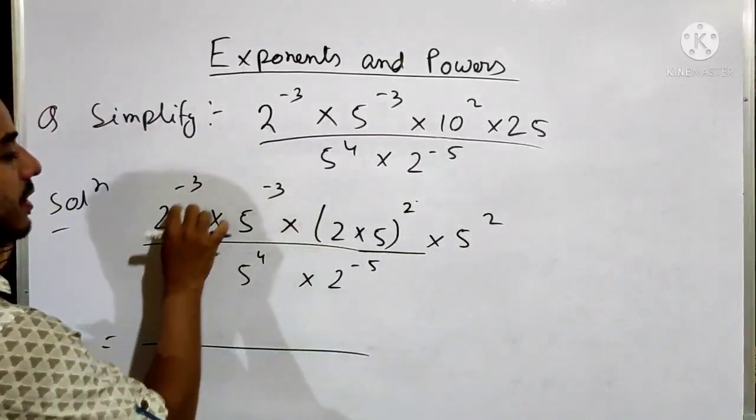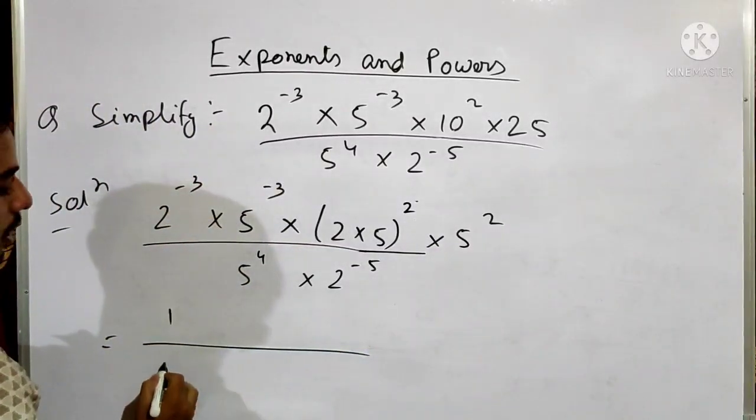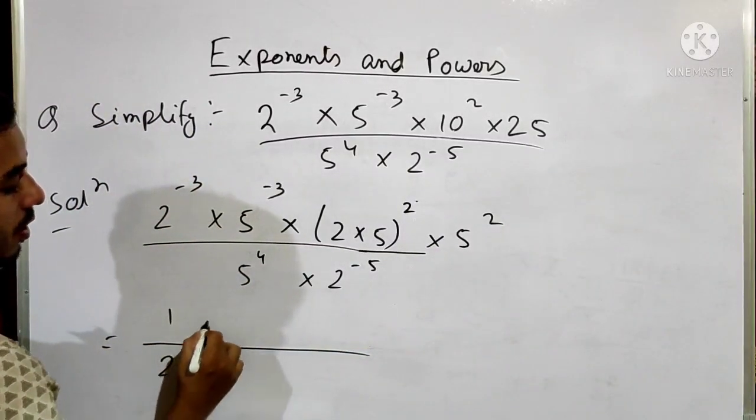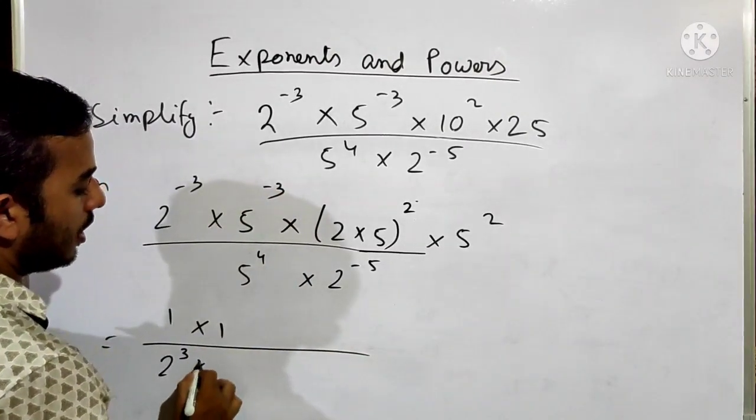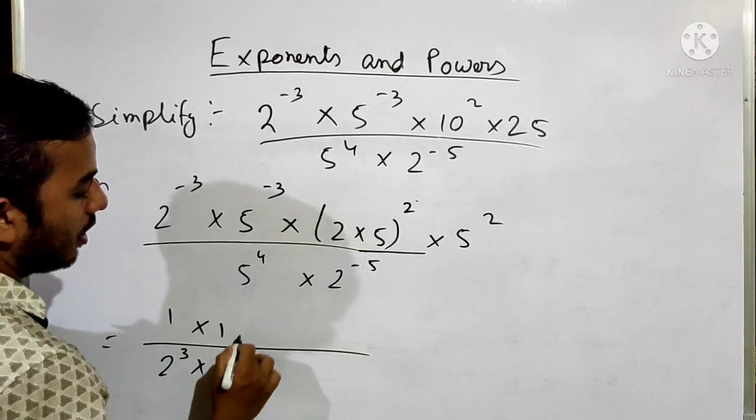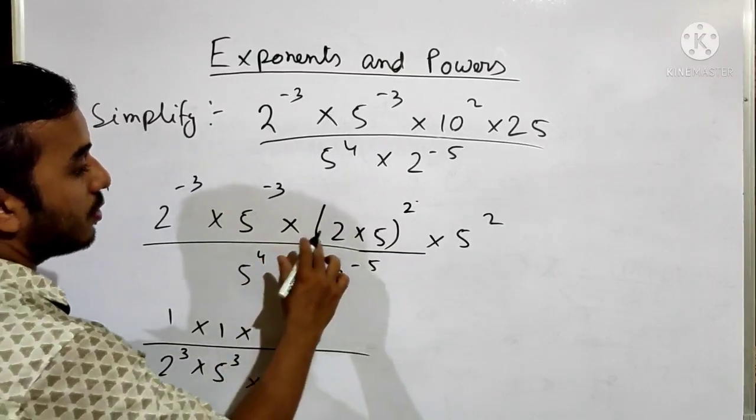So now look, a to the power minus n can be written as what? 1 by a to the power n. Next, again a to the power minus n can be written as 1 by a to the power n. Again this 2 power 2.